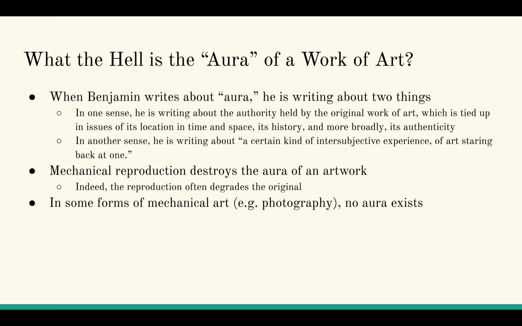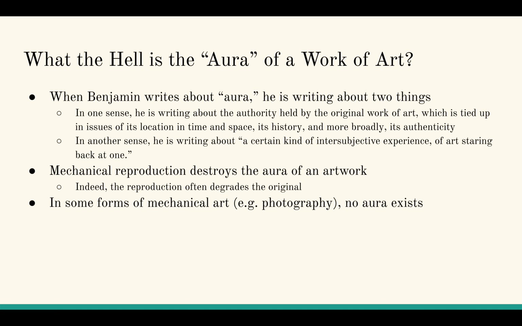The other half that he's writing about here is a certain kind of intersubjective experience, meaning that when you go to see a work of art, for example, in a museum, it's a different kind of experience than if you're just looking at it, for example, on your computer screen, right? There's what we call an intersubjective experience, where you're regarding the artwork, and in a sense, the artwork's regarding you. The art's staring back at you. There's this whoa kind of factor where you come across it in real life. And Benjamin says, well, what mechanical reproduction does to art is it destroys the aura, it degrades the aura.